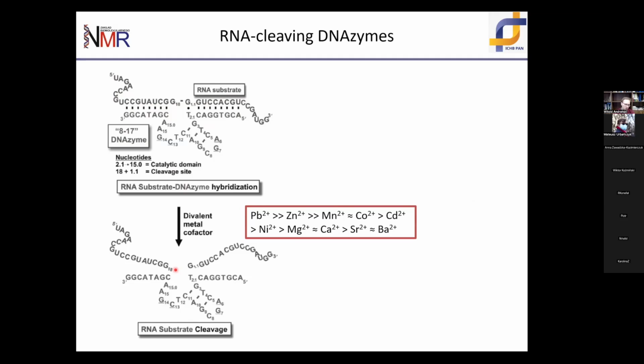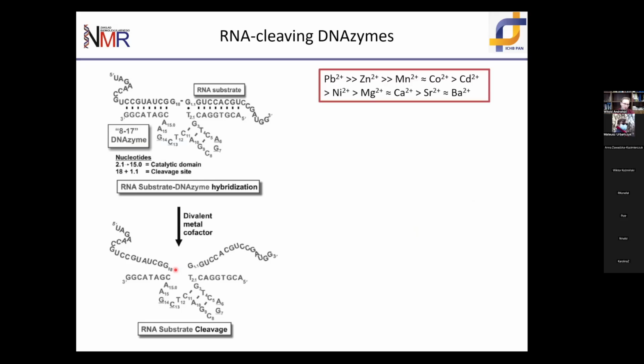However, the problem is the main application we would like for this system is, let's say, as a drug that can find a specific RNA sequence in a cell and then cut it to decrease the expression of a given gene, for example, the gene that's overexpressed in cancer. And this DNAzyme was discovered in the 90s. And since the 90s, there were attempts to use it in this way.